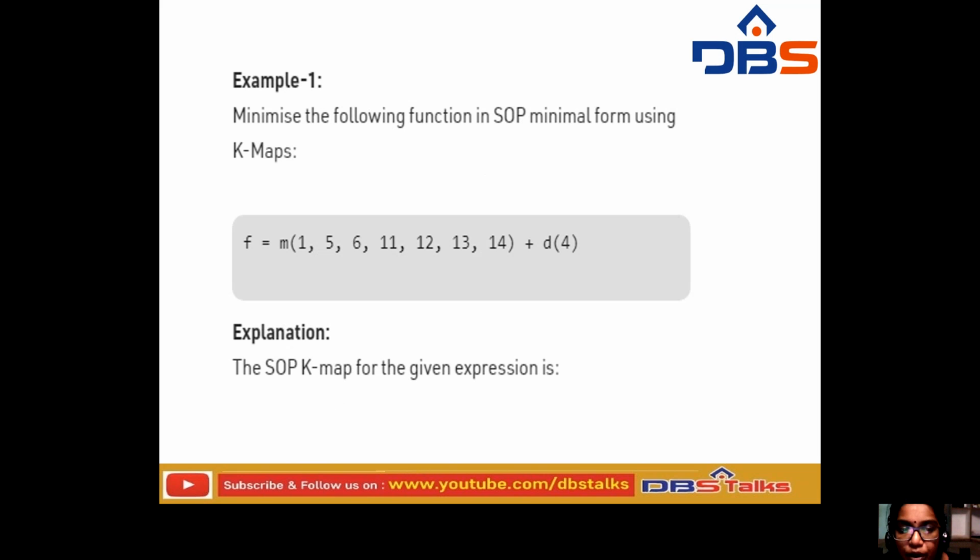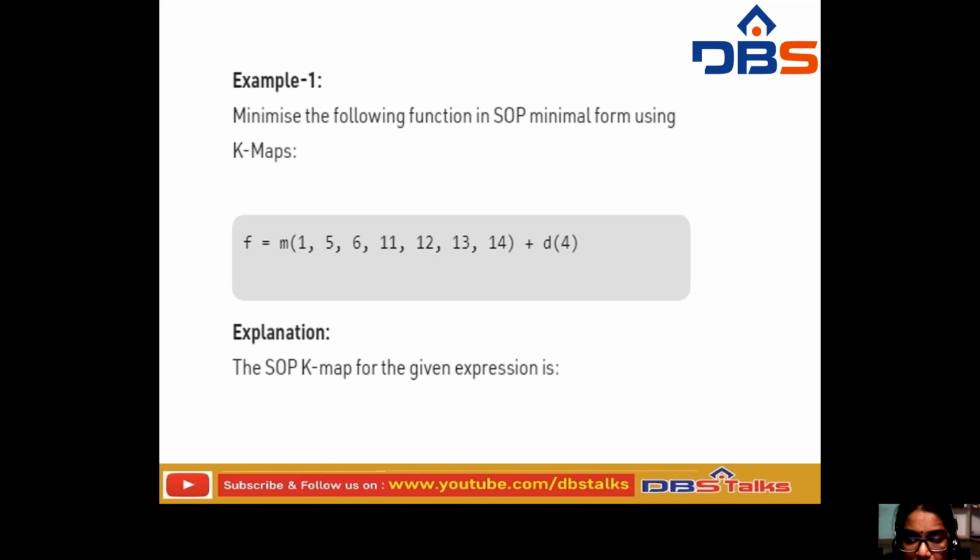Suppose, as an example, you are going to minimize the sum of products, which means you have to sum the products. Now let us see this function. If we are considering the first cell, fifth cell, sixth one, 11th cell, 12th cell, 13th cell and 14th cell, then we are going to add the don't cares.